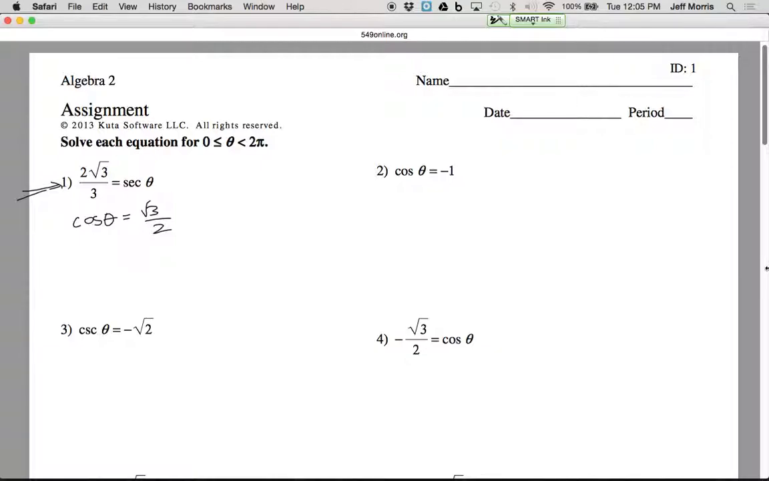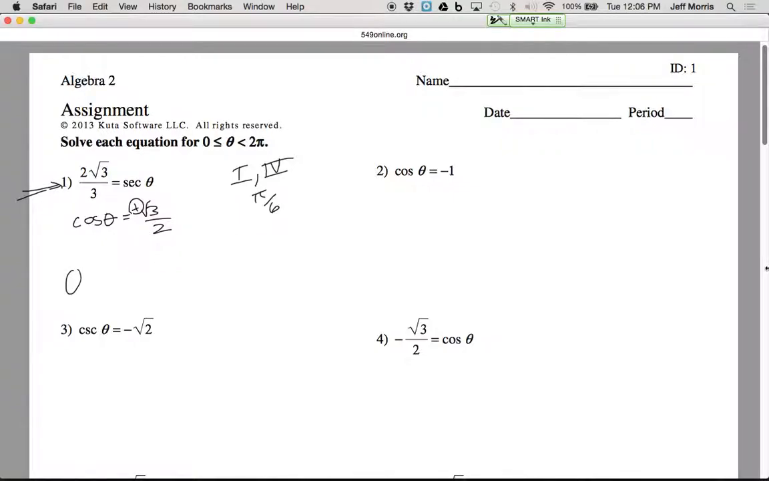Now here's what I do next. I think about where cosine is positive. Where's cosine positive? What quadrants? 1 and 4. If you have to write that down, write it down. And then I think about, where is cosine equal to root 3 over 2? Not even trying to answer the question yet, I just say, what reference angle does cosine equal root 3 over 2? Pi over 6. So once I figure that out, now I go back and answer the question.